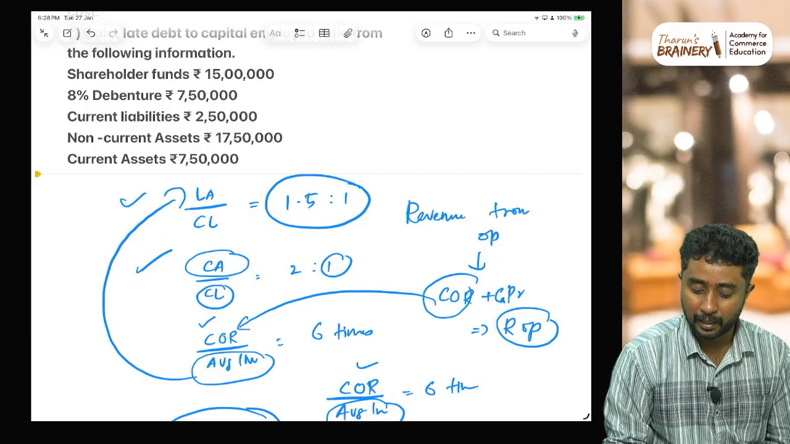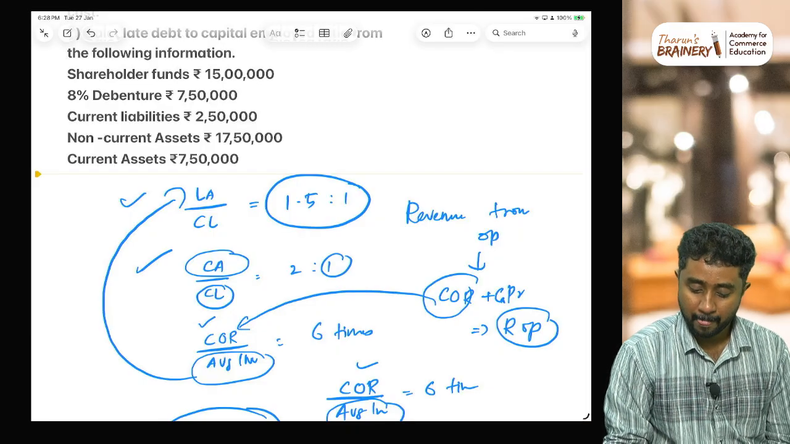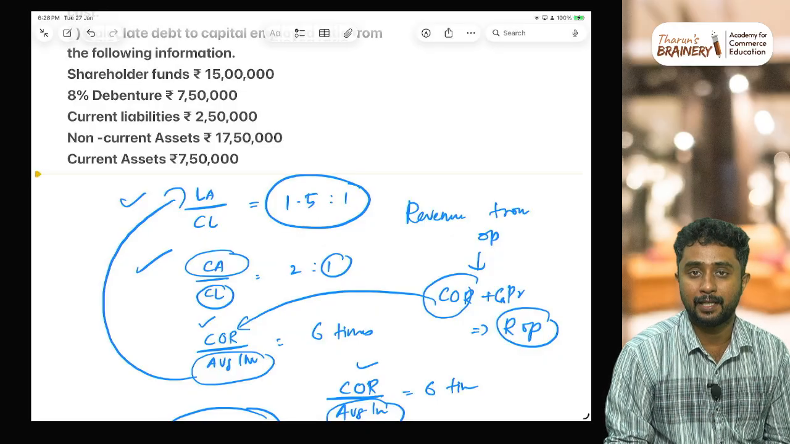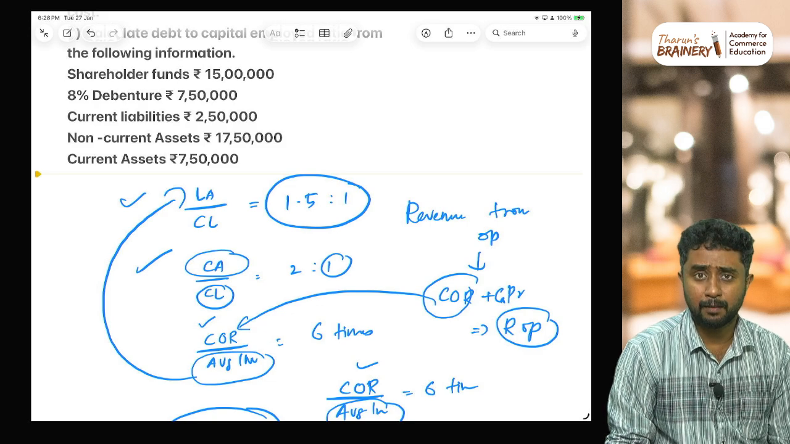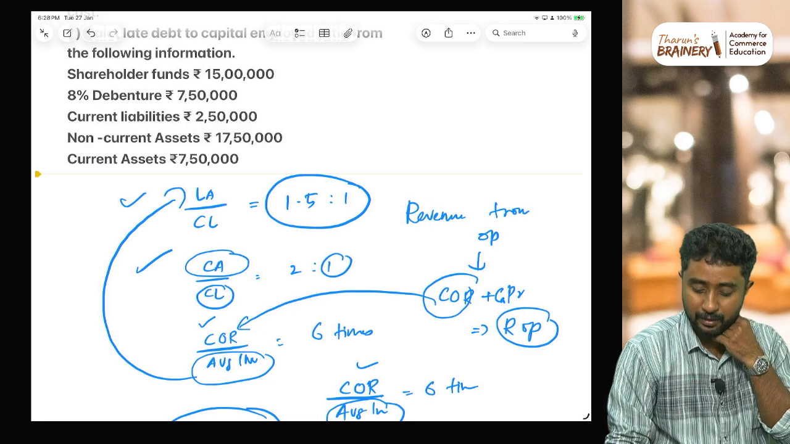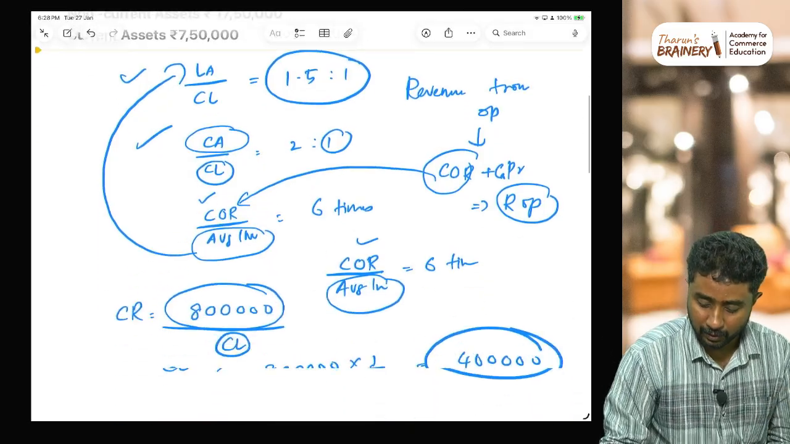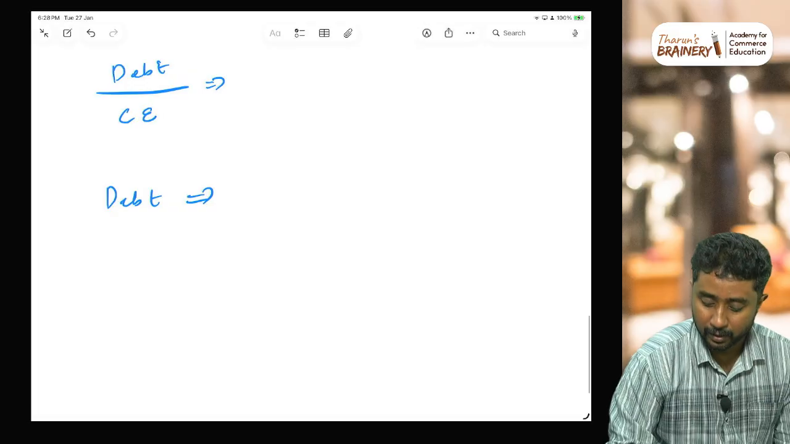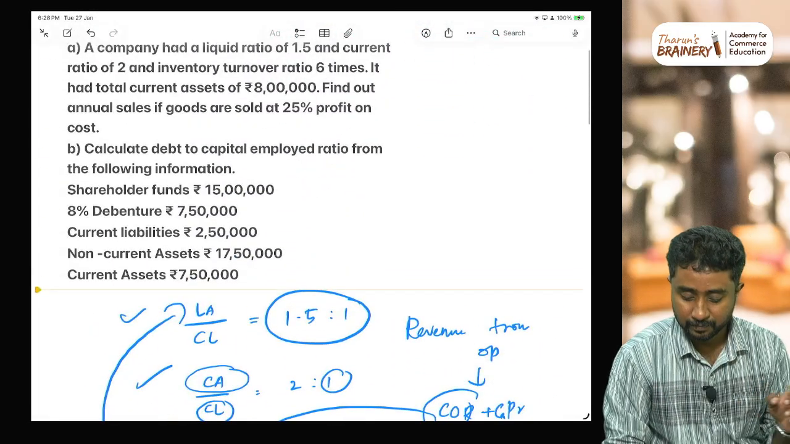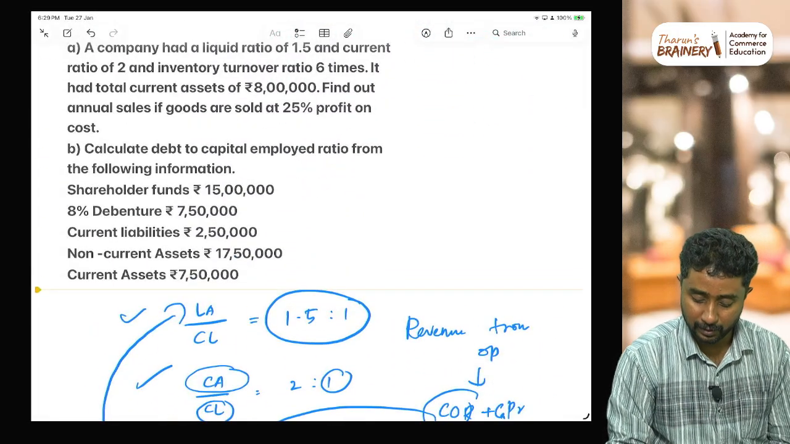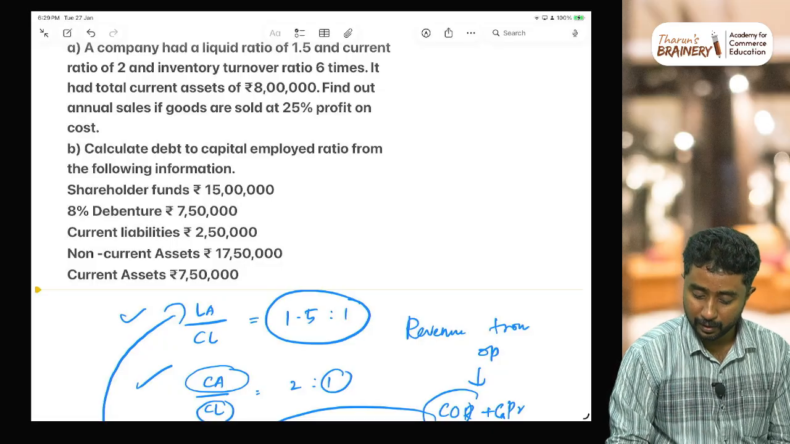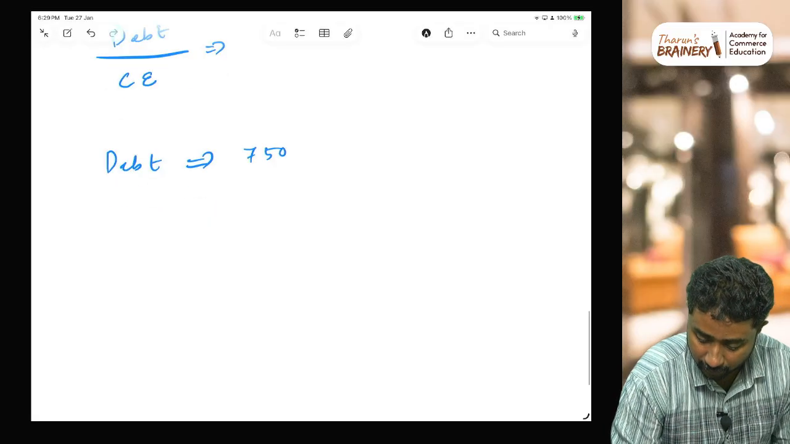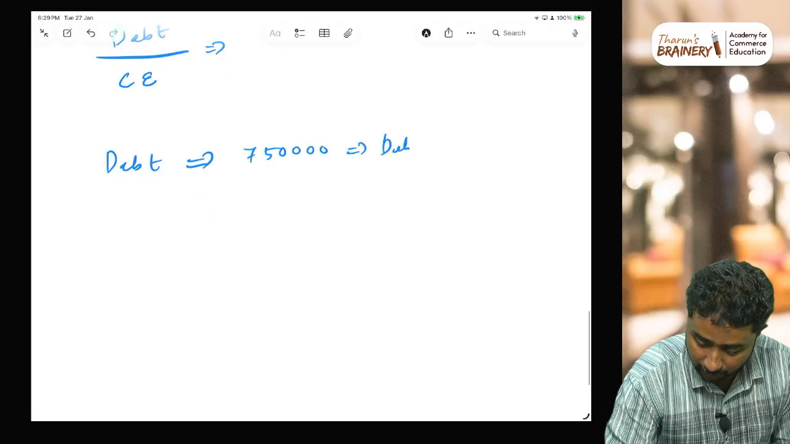If you remove the current liabilities from there, you will get capital employed, because capital employed means debt plus equity. We will try different formulas and see. In order to calculate debt, what is the formula? Long term borrowings plus long term provisions. Here the only long term borrowing given is the debenture. So we write 7,50,000 here, the debenture value.